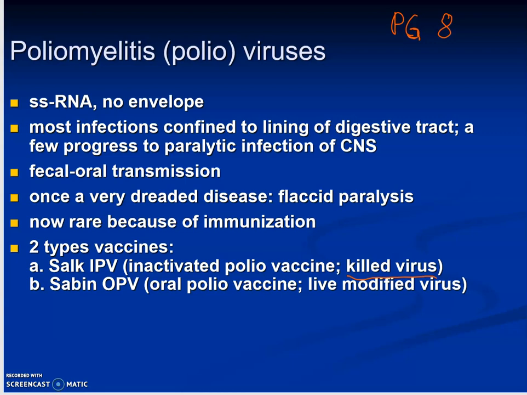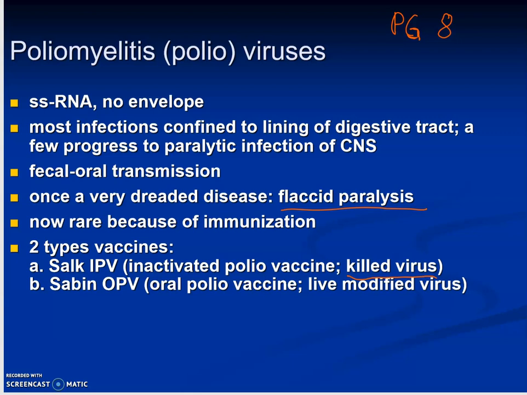It used to be a very dreaded disease at some point, and a lot of parents were really worried that their child would end up getting polio because it can result in flaccid paralysis. That means you're losing the function of that part of the body. It's now rare because of a very successful vaccination program.